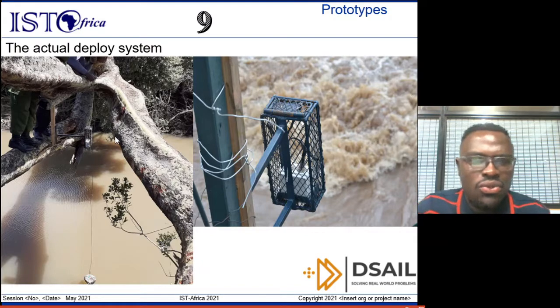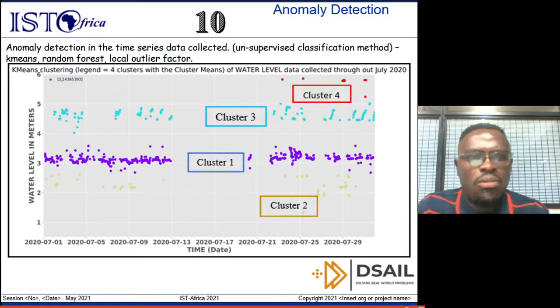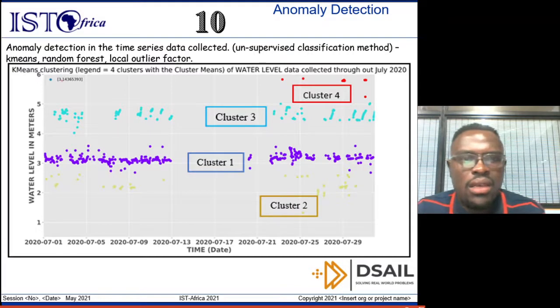They are still running to now, and we are still collecting data from them. So anomaly detection. I talked about anomaly detection as a method of detecting anomalies in various data sets. Our data set is a time series data set because the varying factor is time. So we were able to utilize a couple of unsupervised classification methods for this.